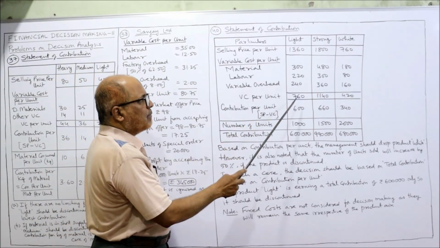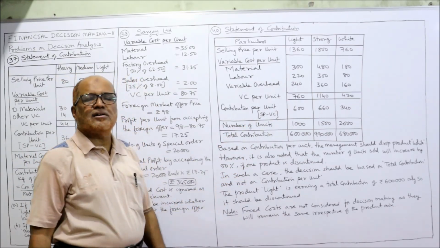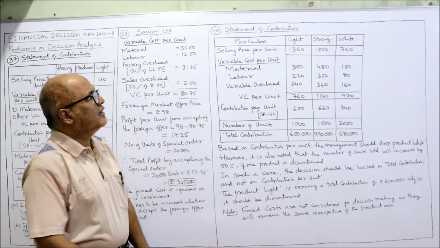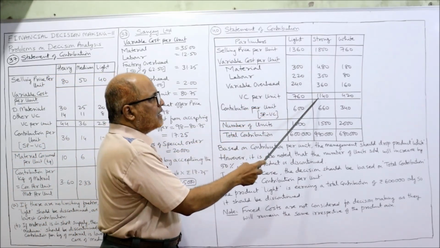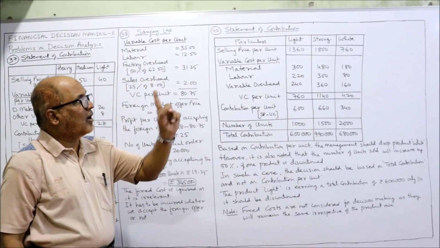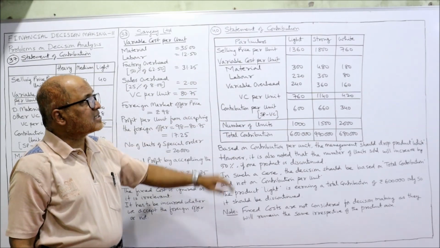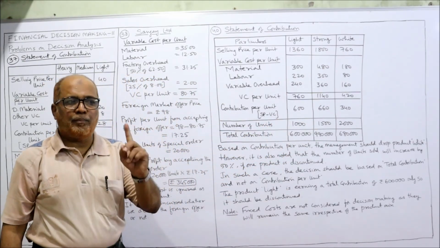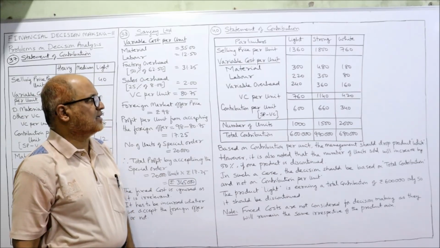So 1360 minus 760, 600 is the contribution per unit of the first product, light. Then strong, 1800 minus 1140, 660 is the contribution per unit of the second product, strong. Last, white, 760 minus 420, 340 is the contribution per unit of white.